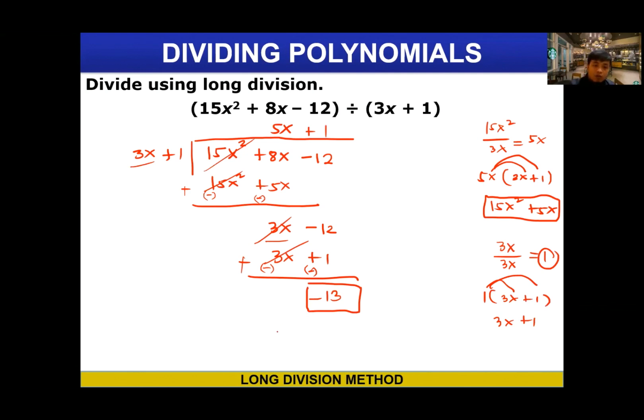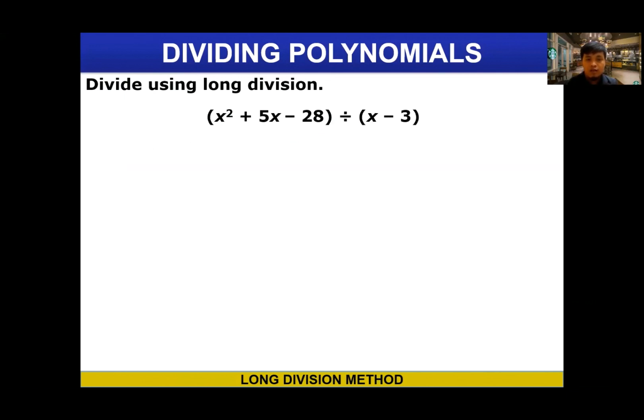Okay, now final answer will be written like this. 5x plus 1 minus 13, that's in the numerator, all over the denominator, which is 3x plus 1. Okay, this is our final answer. Let's have the last example. Let's perform another long division.